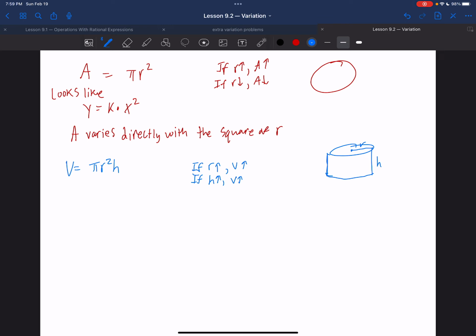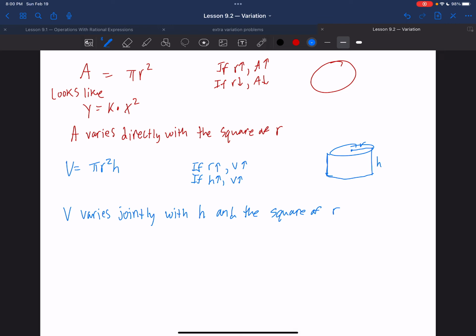Okay, so I'll say that the volume V varies jointly with h and r squared, which I'm going to again write as the square of r. And again, with joint variation, if r goes up and h goes down, you just have to analyze which one's going up by more.